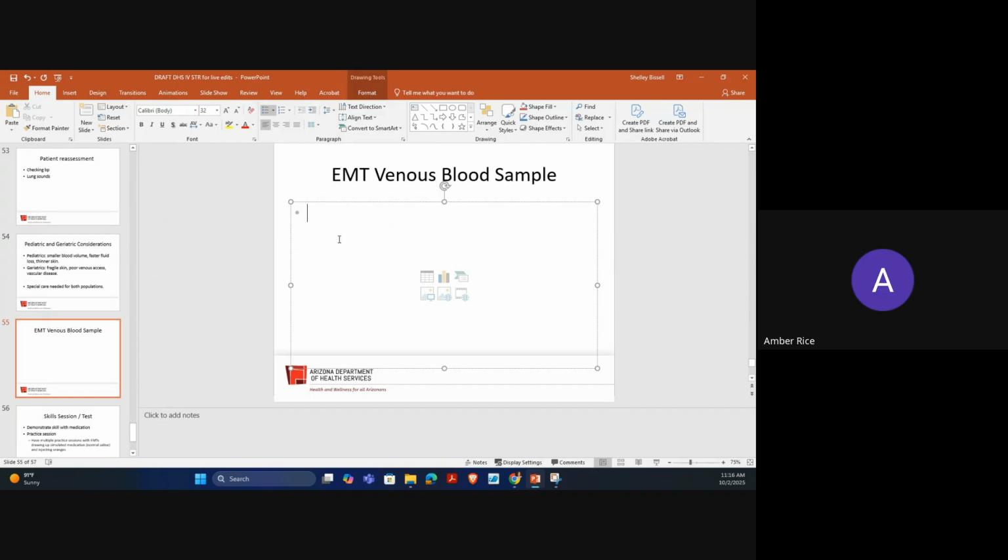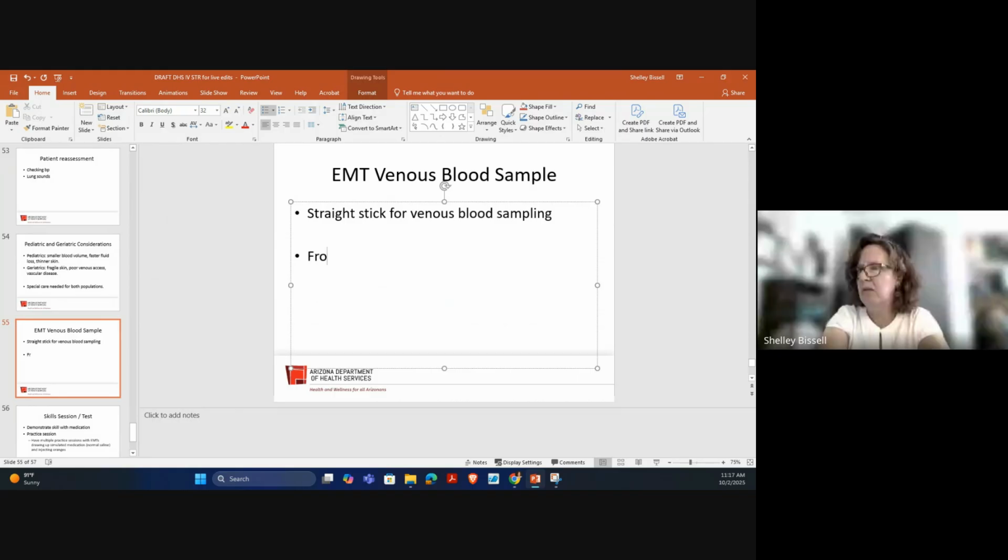Right. So the 3 bullets on this slide, Shelley, would be: straight stick for venous blood sampling, venous blood sampling with initiation of or with placement of IV, or venous blood sampling from pre-existing IV. So there's 2 varieties.